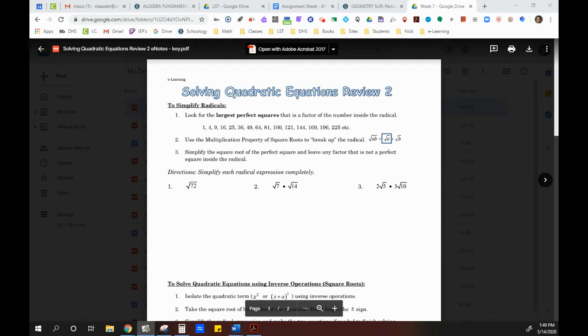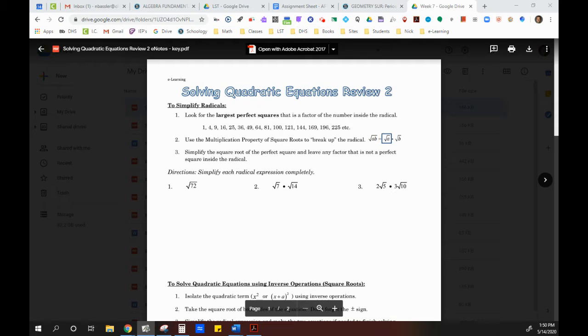First things first, to simplify radicals, these are the steps. We've seen these before; we talked about these the last couple of weeks. We always want to look for the largest perfect square that is a factor of a number inside the radical. These are the perfect square numbers we need to look for: 1, 4, 9, 16, 25. Those are the perfect square numbers I need to find.